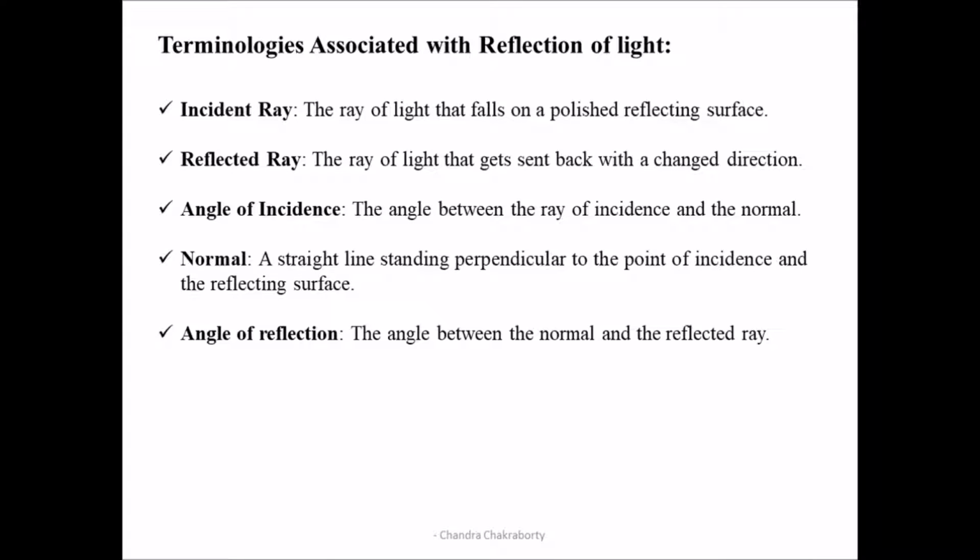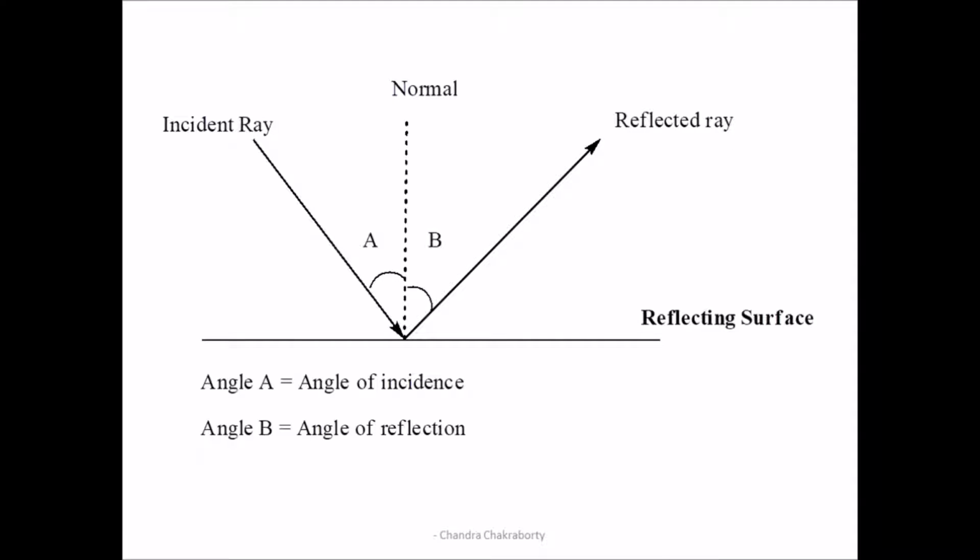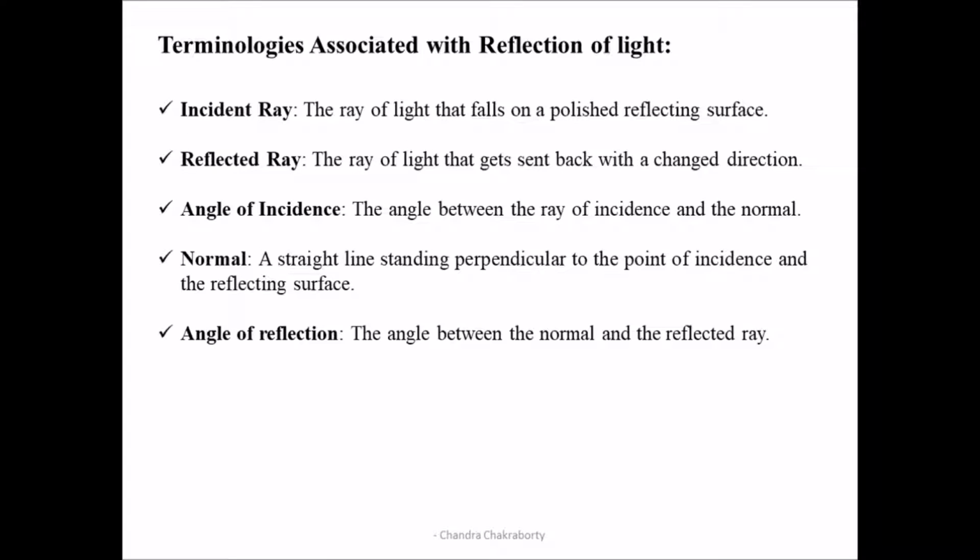Now, let us talk about some terminologies associated with reflection of light. Before talking about the terminologies, let us have a look over the image. Here you can see a plane surface which is acting as a reflecting surface. There is a light that strikes the reflecting surface. It is known as the incident ray. The light that is being reflected back by the reflecting surface with a changed direction is called the reflected ray. There is a normal which stands perpendicular to the reflecting surface. There is angle A and angle B.